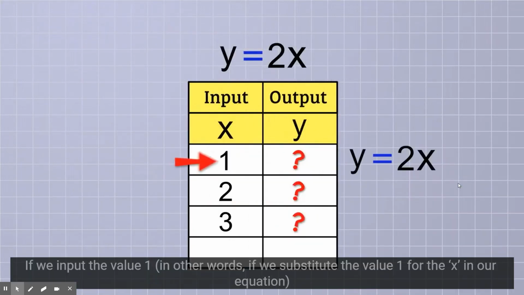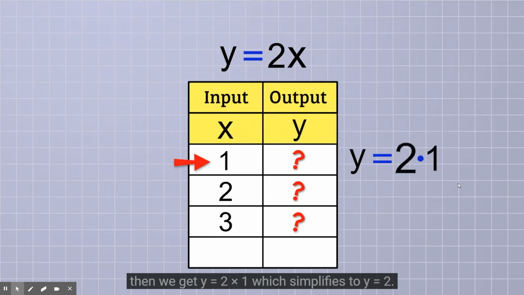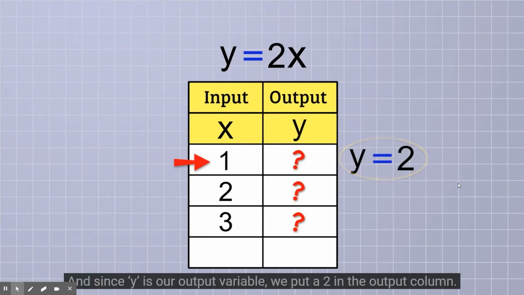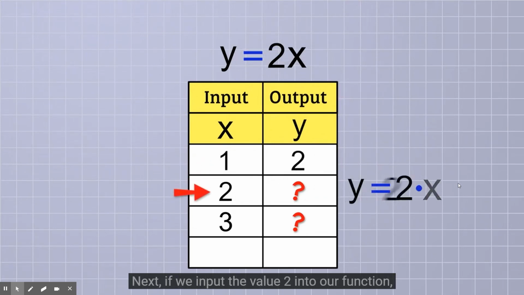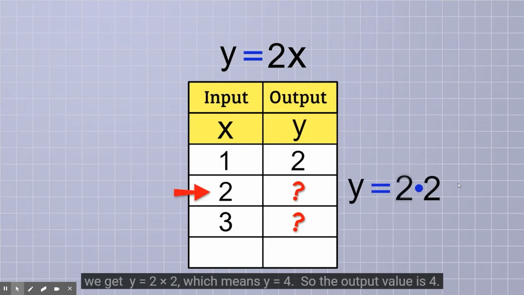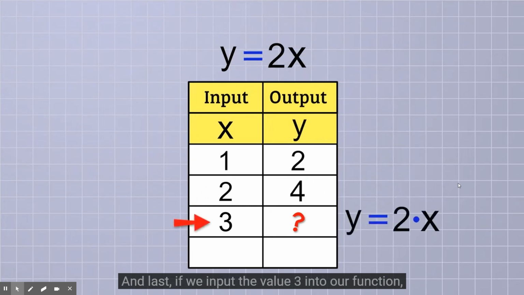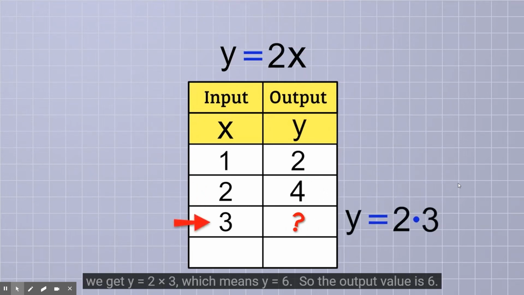If we input the value 1, in other words, if we substitute the value 1 for the x in our equation, then we get y equals 2 times 1, which simplifies to y equals 2. And since y is our output variable, we put a 2 in the output column. Next, if we input the value 2 into our function, we get y equals 2 times 2, which means y equals 4. So the output value is 4. And last, if we input the value 3 into our function, we get y equals 2 times 3, which means y equals 6.